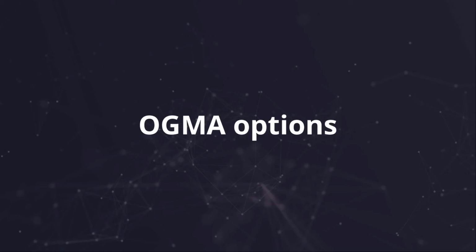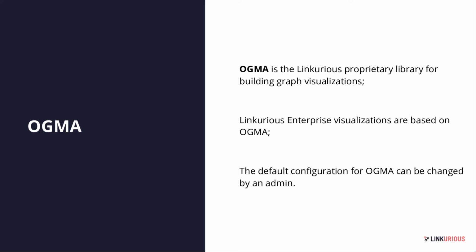So the last topic that I want to cover are the Ogma options. Basically, Ogma is the Linkurious proprietary library for building graph visualization. And all the Linkurious Enterprise visualizations are based on Ogma. And this means that you have the possibility to change the default configuration for Ogma. And even in this case, this is something that can only be changed by an admin.